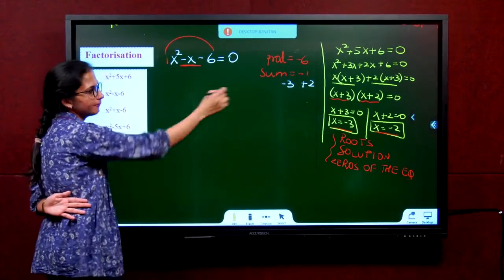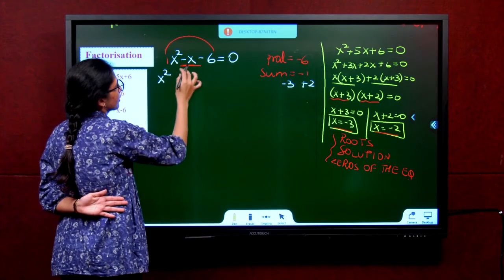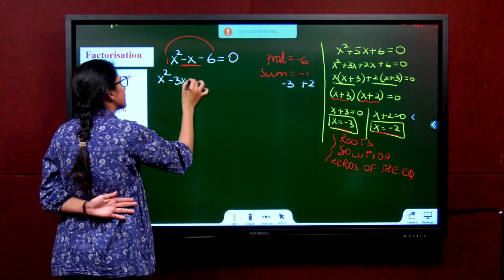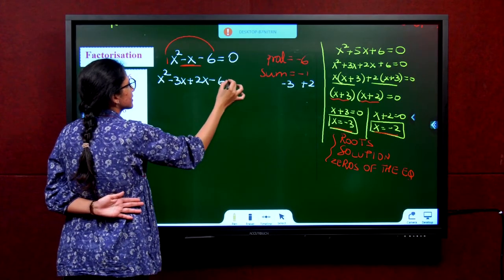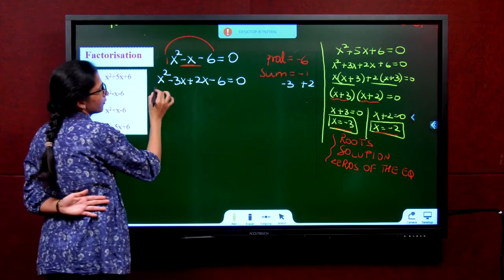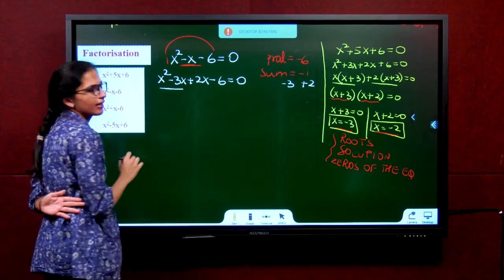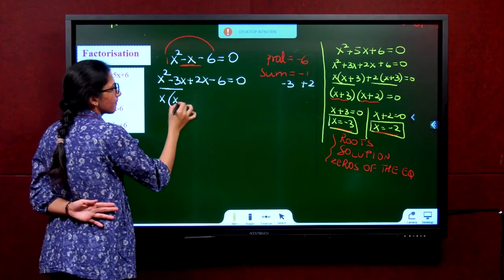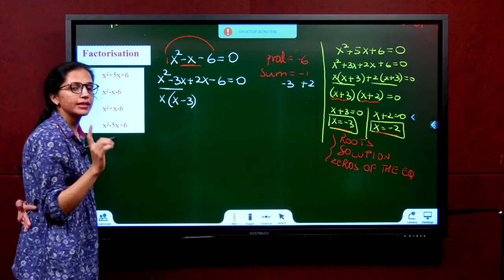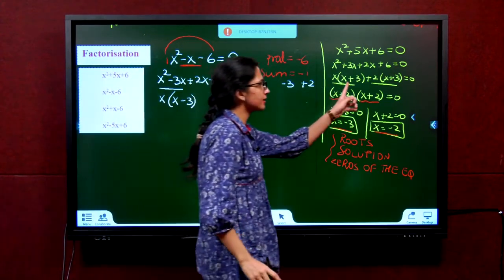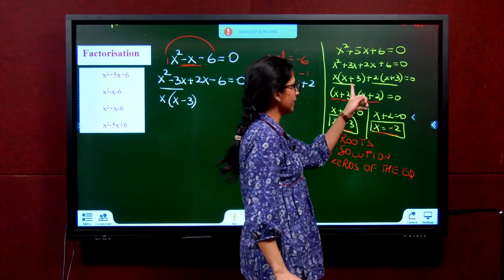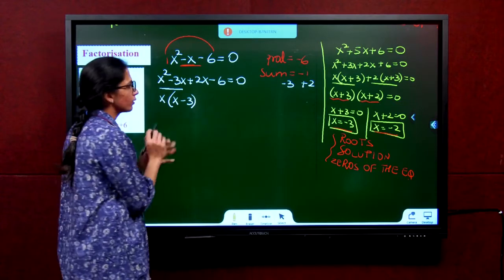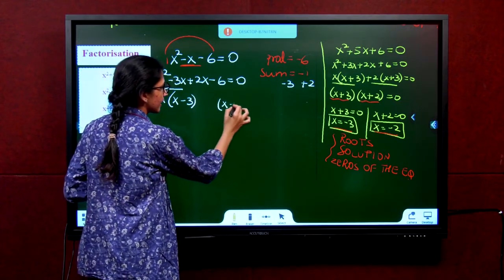We split the middle term as per those numbers. x square minus 1x minus 1 becomes minus 3x plus 2x minus 6 is 0. From the first two terms, take whatever you can as common. So you can see x is common. So x minus 3. Please remember, I told you, you have to get the same factor, same term in the brackets. If you're getting confused, this is an easy technique to do. You know for sure you should get x and minus 3 here.